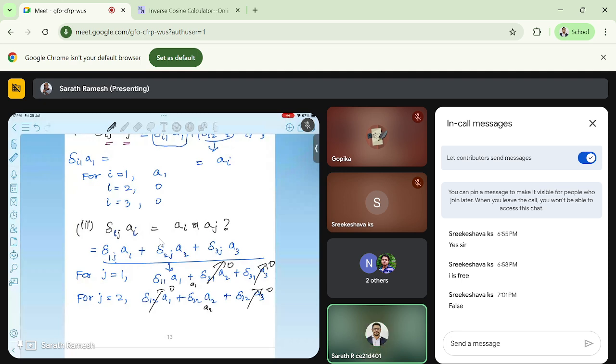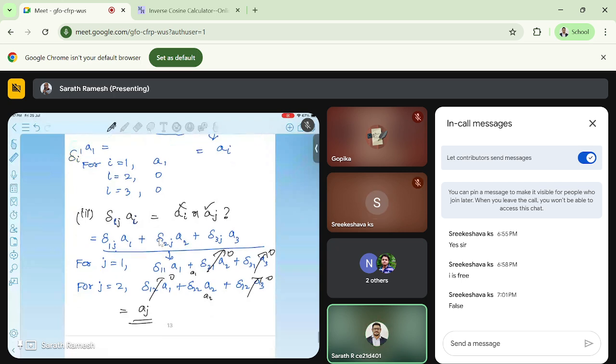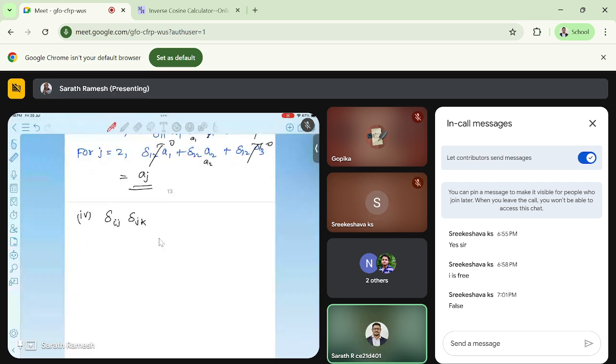Delta ij delta jk, what will it become? Is there any dummy index? Yes, j, correct. j is my dummy index, so what we have to do? We have to sum it from 1 to 3. So delta i1 delta 1k plus delta i2 delta 2k plus delta i3 delta 3k. Okay, I have done it.